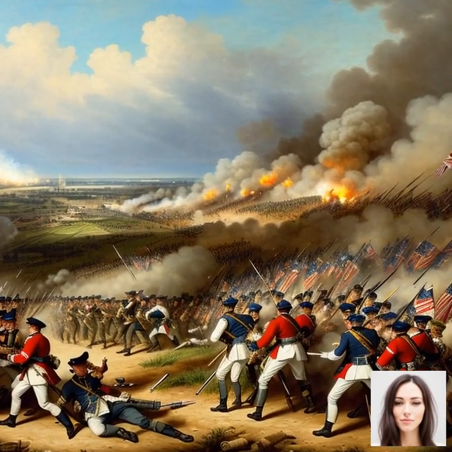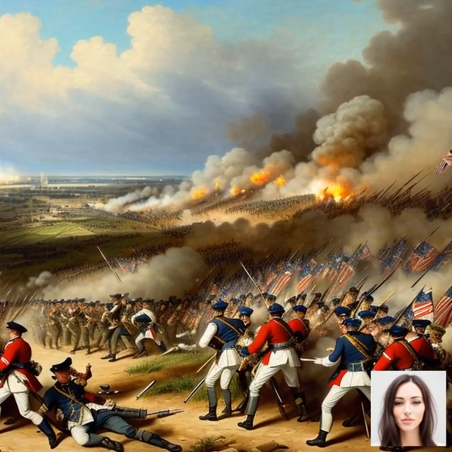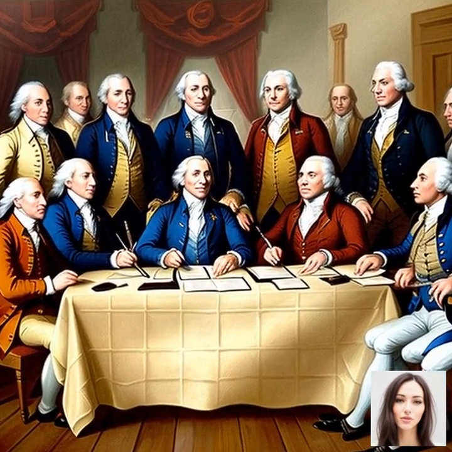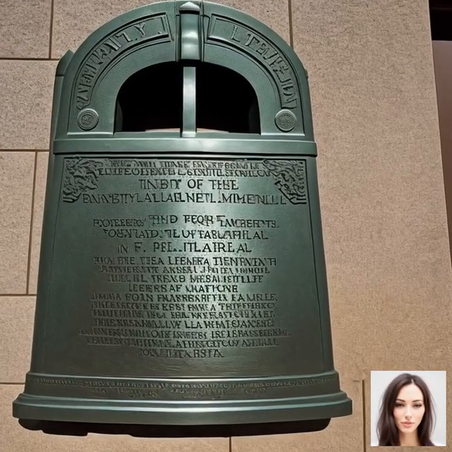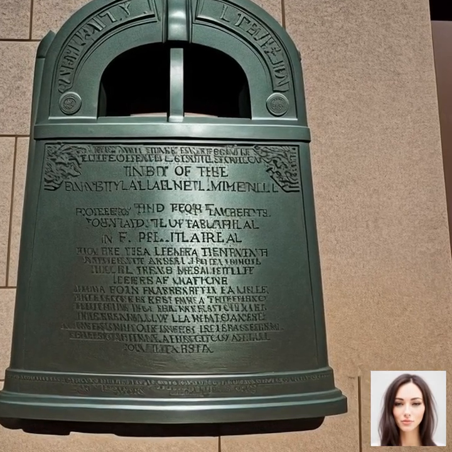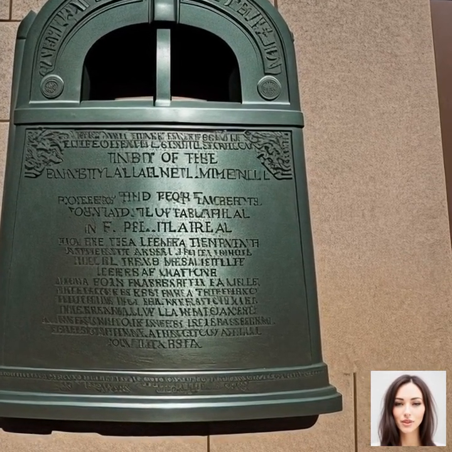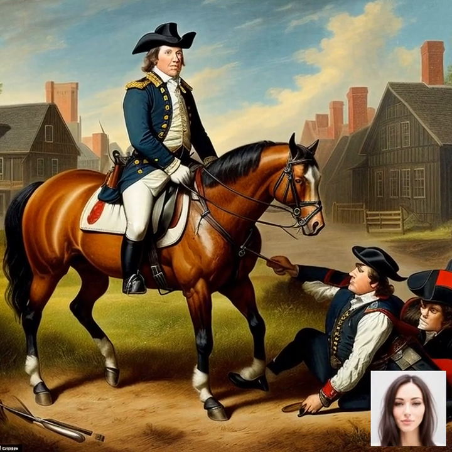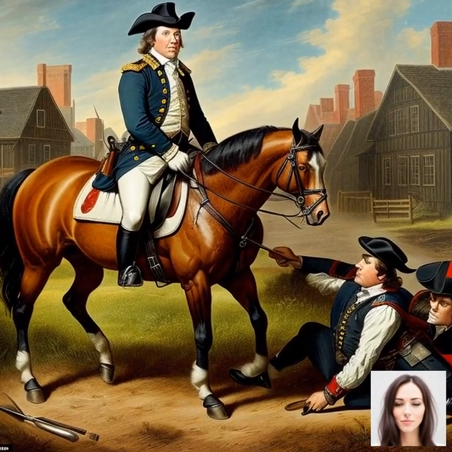Thomas Jefferson, the principal author of the Declaration of Independence, was another vital figure in the American Revolution. Jefferson's eloquent prose and his ability to articulate the colonists' grievances against British rule helped rally support for the cause of independence. His words in the Declaration of Independence inspired countless others to join the fight for freedom and lay the foundation for the United States as a nation.